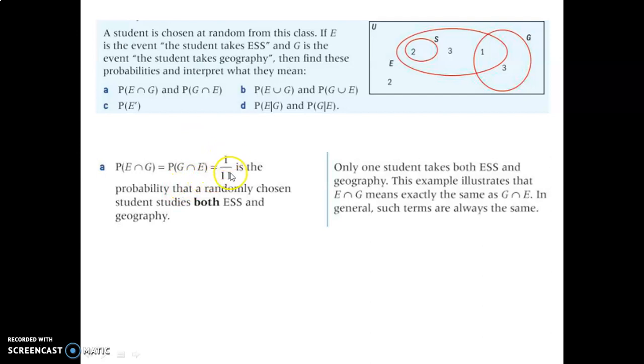Okay, the answer to that is 1 out of 11. So if one student was selected randomly out of this class, first you have to say, well, how many students are there? And if you add up all the numbers, including these students here, there's 11 students in total.